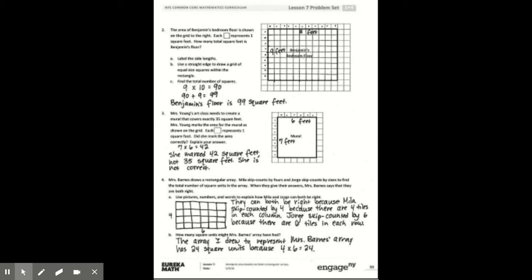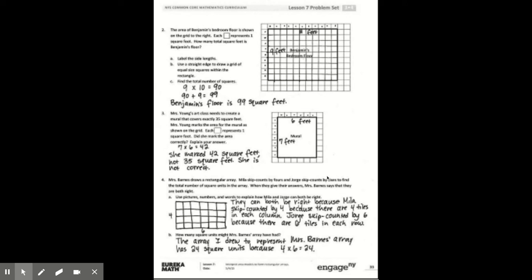So, let's see if she marked it correctly. 1, 2, 3, 4, 5, 6, 7. 1, 2, 3, 4, 5, 6. So she did 7 feet times 6 feet, which gives us 42. So she marked 42 square feet, not 35 square feet. So she is not correct. She should have only gone to 5 right here to get that 35. So she is not correct.